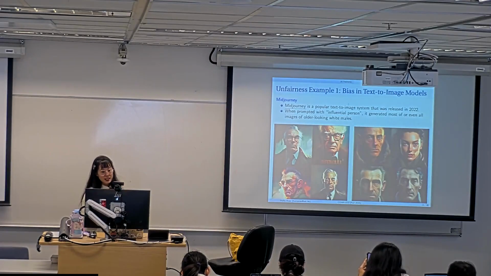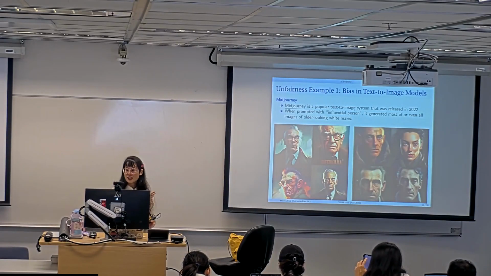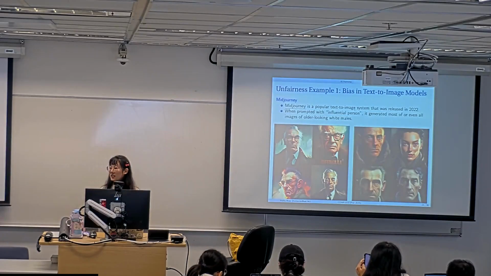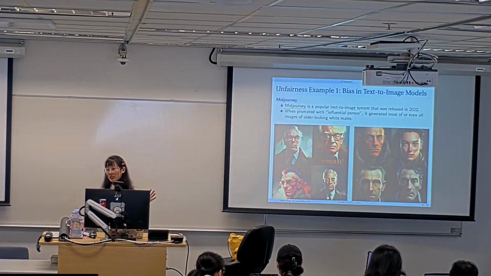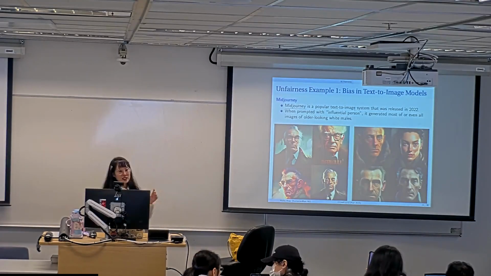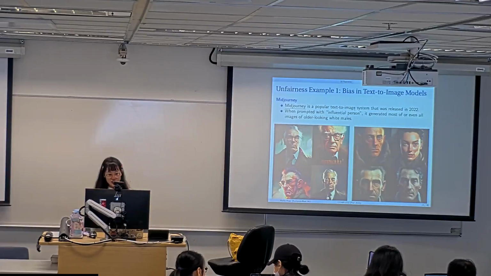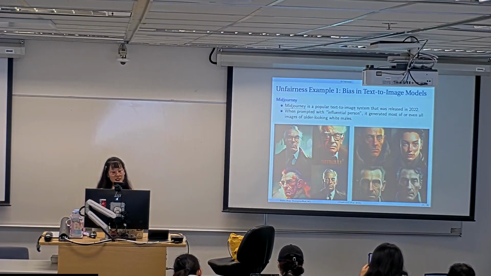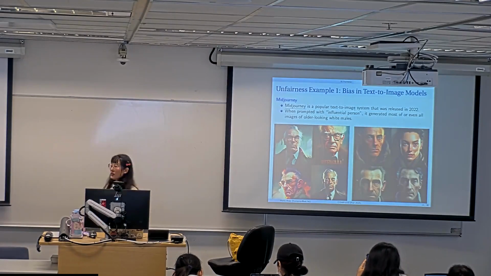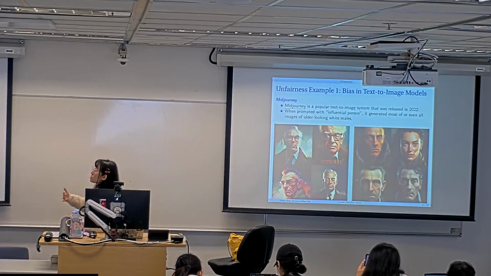The bias in text-to-image models. We use Midjourney as an example. Like how many of you have used this one? But I think Midjourney needs some subscription. So yeah, I guess maybe it's better to use some free generative AI model. Midjourney is a popular text-to-image system that was released in 2022. Actually, GPT also has a text-to-image model. You give some text as prompts, and then it will generate some images.